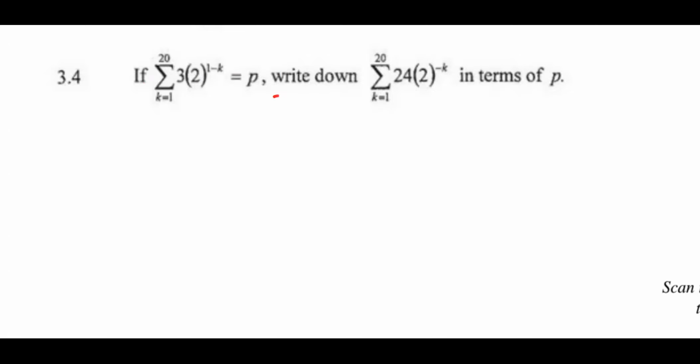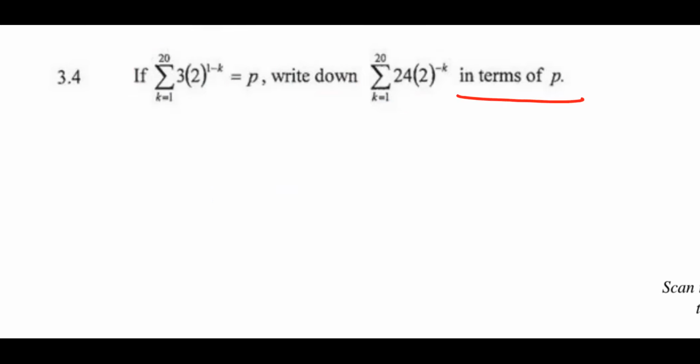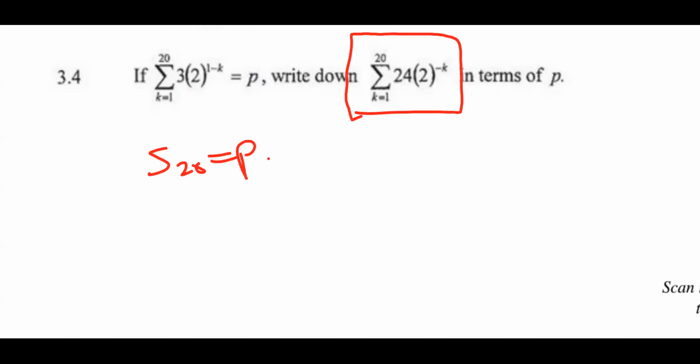Here they say, write down this in terms of P. So they don't want us to calculate P. They want our answer to be in terms of P. If they didn't want our answer to be in terms of P, I would have just worked out what P is, because that's basically the sum of the first 20 terms. So that's just the sum of 20 terms, that's equal to P. But that's not what they're looking for. They want us to express this thing in terms of P, since we now know that P is equal to the sum of the first 20 terms.